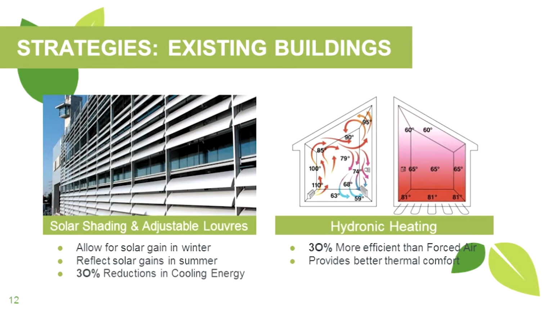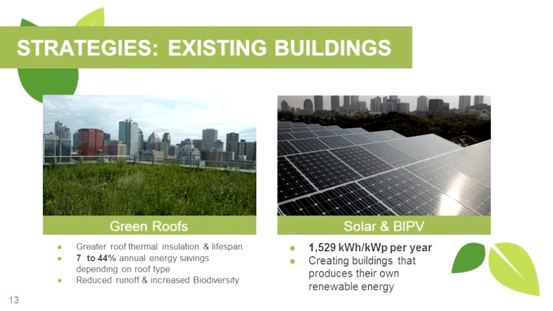So in terms of buildings, for the existing buildings, we want to do some sort of retrofits to improve their energy efficiency, so things like solar shading to reflect solar gains in the summer. Also, you can use radiant heating in your floors as opposed to forced air to save 30% of your heating energy. We also looked at green roofs, which can add insulation to your roofs for existing buildings, up to 44% depending on the level of insulation of the existing building. And we also looked at solar PV to actually have our buildings creating their own renewable energy.